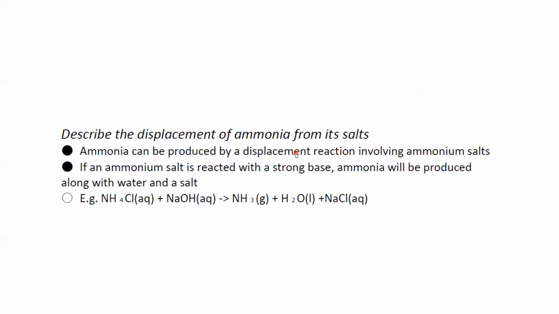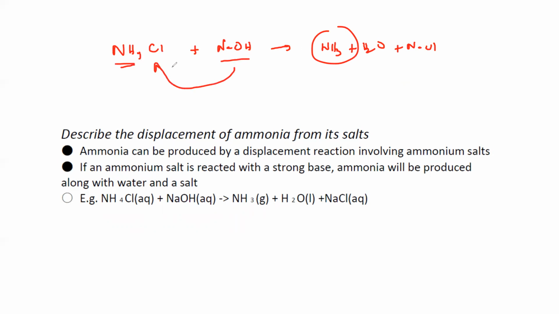Then the test for the ammonium ion: when we add an alkali, it will give out ammonia gas. So ammonia gas is produced by a displacement reaction which involves ammonium salt. Whenever we have an ammonium salt like ammonium chloride or ammonium nitrate and we add an alkali, there will be a displacement reaction. As a result, it will always produce a pungent gas, ammonia gas. So this is the test for the ammonium ion as well. We add sodium hydroxide and heat. A pungent gas is given off, which will turn damp red litmus blue.